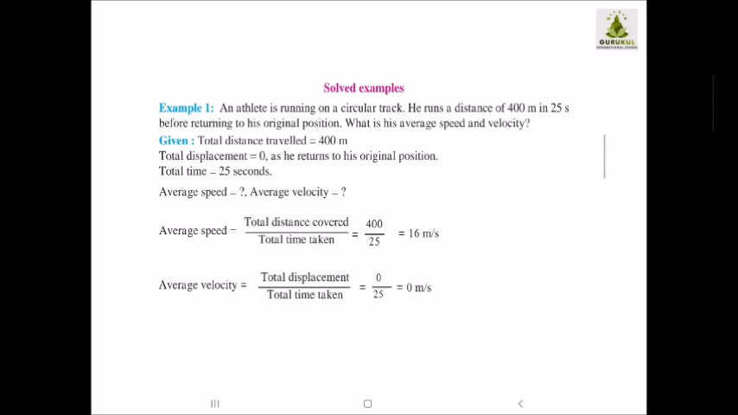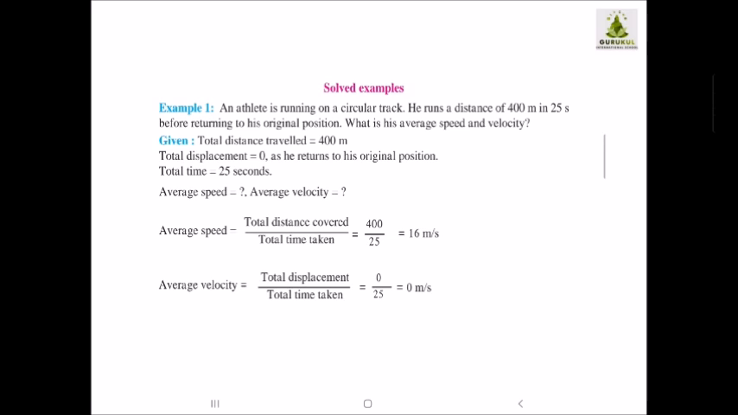First of all, children, try to focus. This is a little bit of a twisted question. Now you will be asking me, ma'am, why is it a twisted question? They have just asked simply to tell the speed and velocity. But if you look at the question, it says that the person has returned to his original place. It means he was running on a circular track. Initially he covered the distance of 400 meters and he came back to his original position.